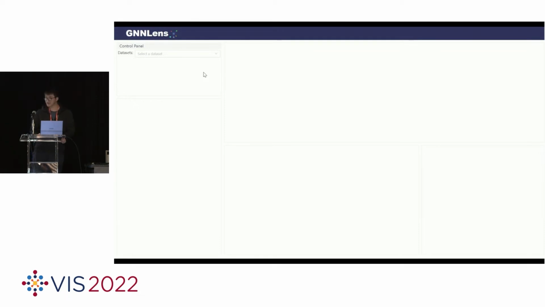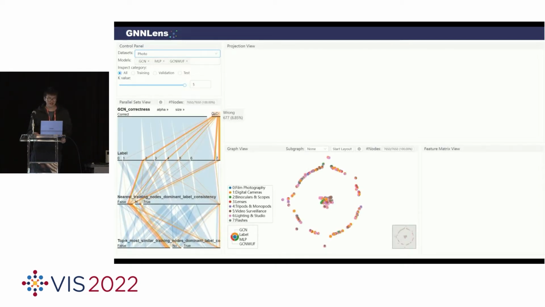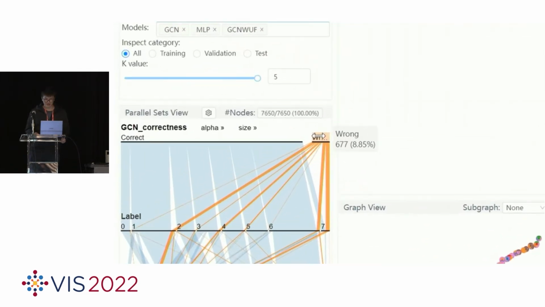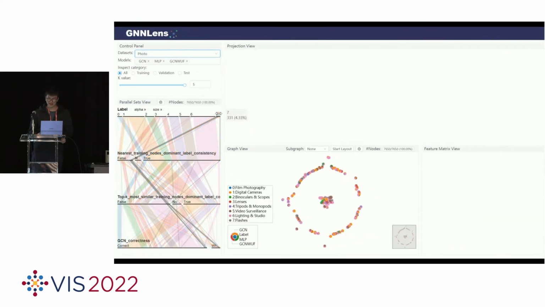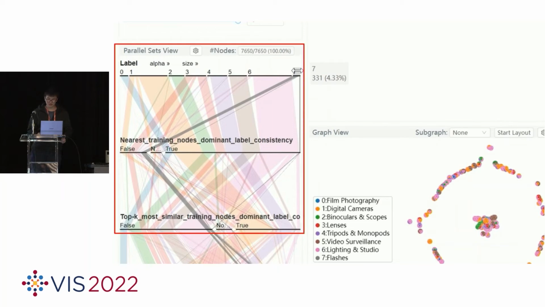We demonstrate one case study with the expert E1. E1 chose to inspect the GCN model that is applied to the Amazon Photo dataset. When exploring the parallel sets view, E1 found that the model misclassifies most of the nodes in class 7. E1 found that most nodes with label 7 have false values for nearest training nodes' dominant label consistency and top k most similar training nodes' dominant label consistency. E1 speculated that this is the reason for the misclassification made by GCN.